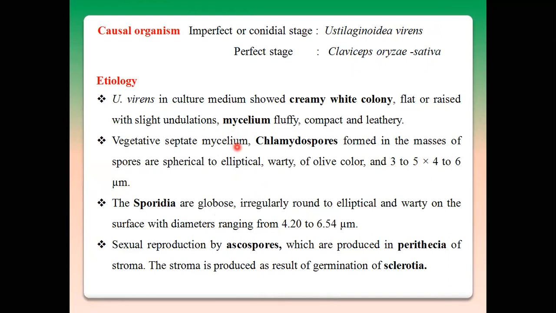generally when isolated in laboratories, a creamy white cottony growth is seen. This mycelium is generally fluffy, compact and leathery in nature. Okay, so this mycelium develops under favorable conditions and produces the chlamydospores. These chlamydospores are always spherical to elliptical and olive green in color.